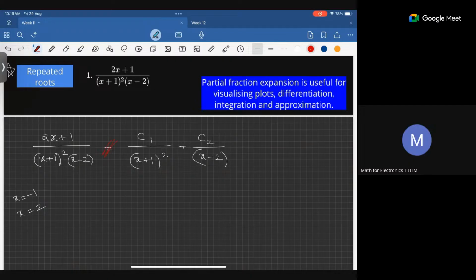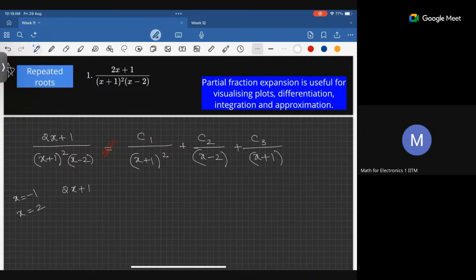There will be another term in the picture, which you can call C3 divided by x plus 1. Now you can work out C1, C2. You cross multiply and see what terms vanish if I substitute. You can cross multiply this to the right side, and if you substitute x is equal to minus 1, then some terms will get cancelled out and you can get C1 easily. I will write that also for you.